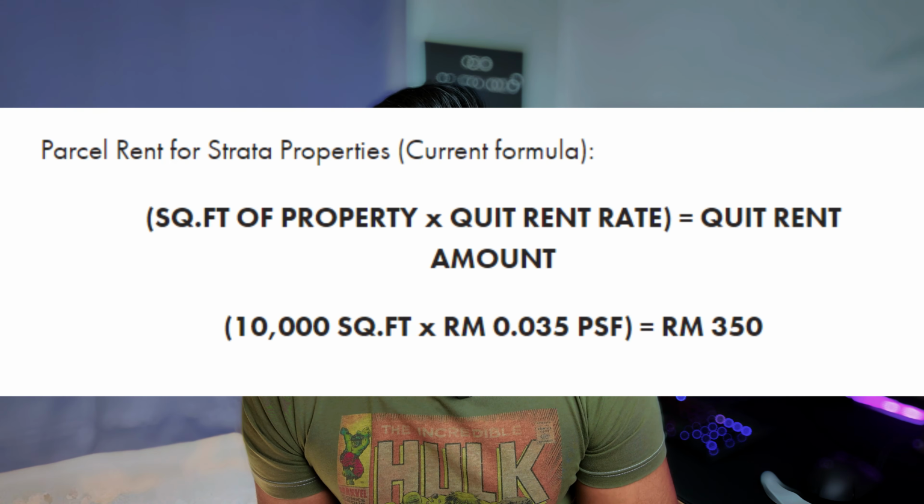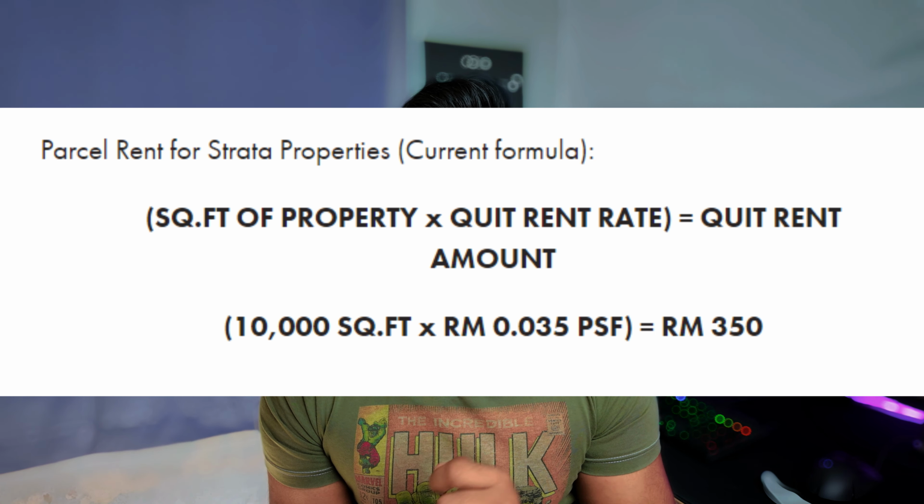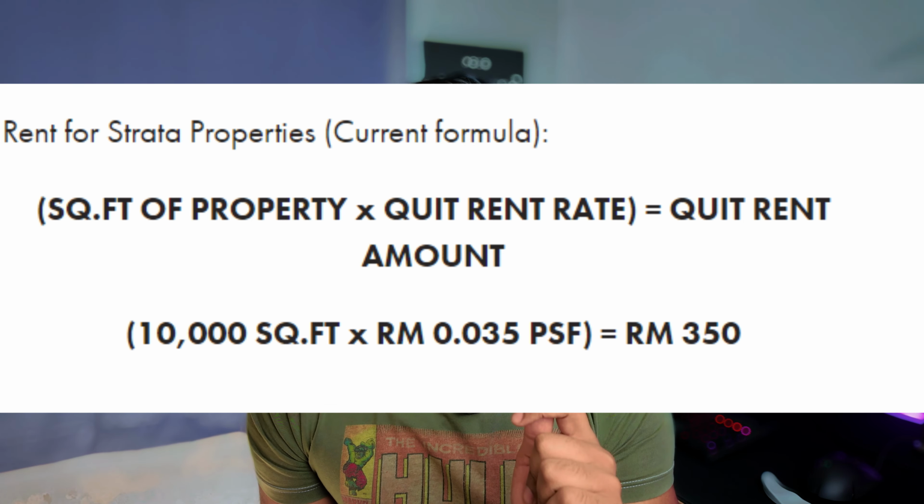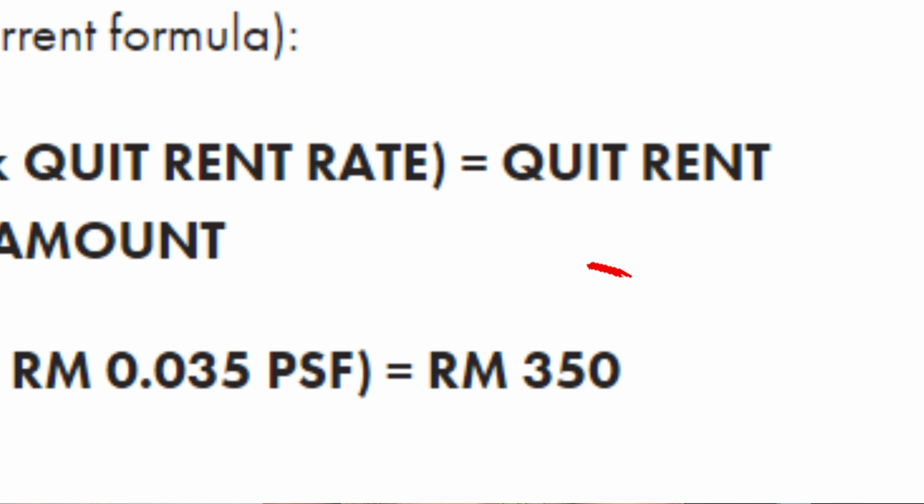Now, according to the new rule, where they charge directly to each individual, the new rule states 10,000 square feet multiplied by 3.5 cents. That's it. That's how much you have to pay for your parcel rent.